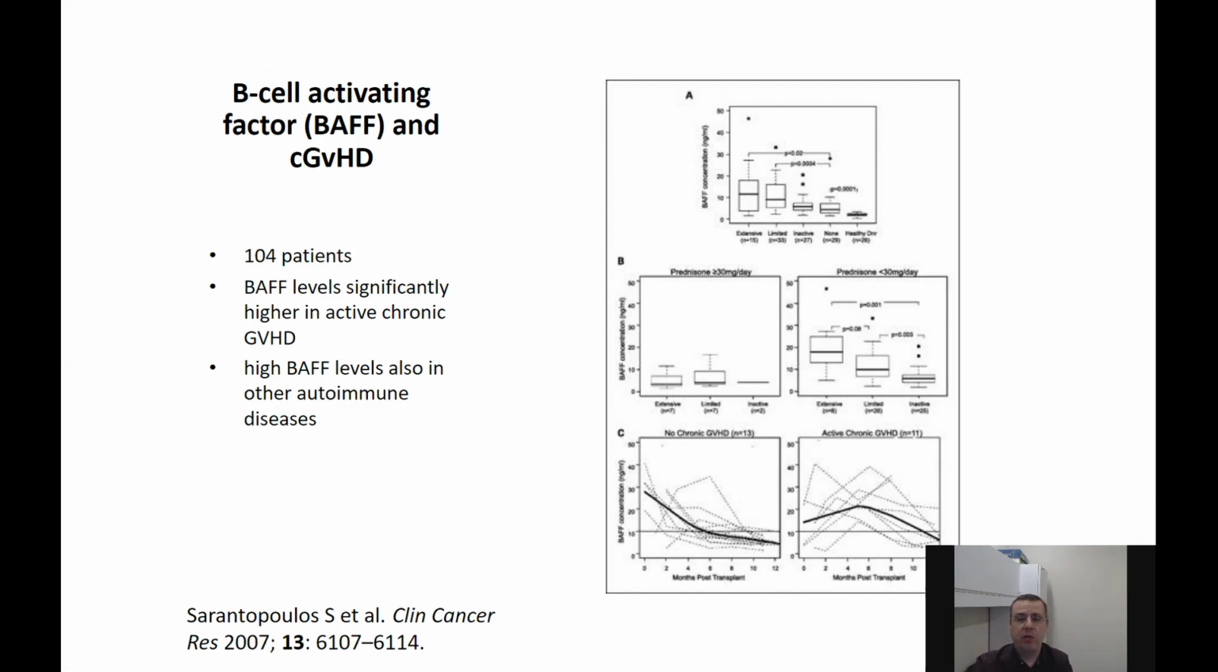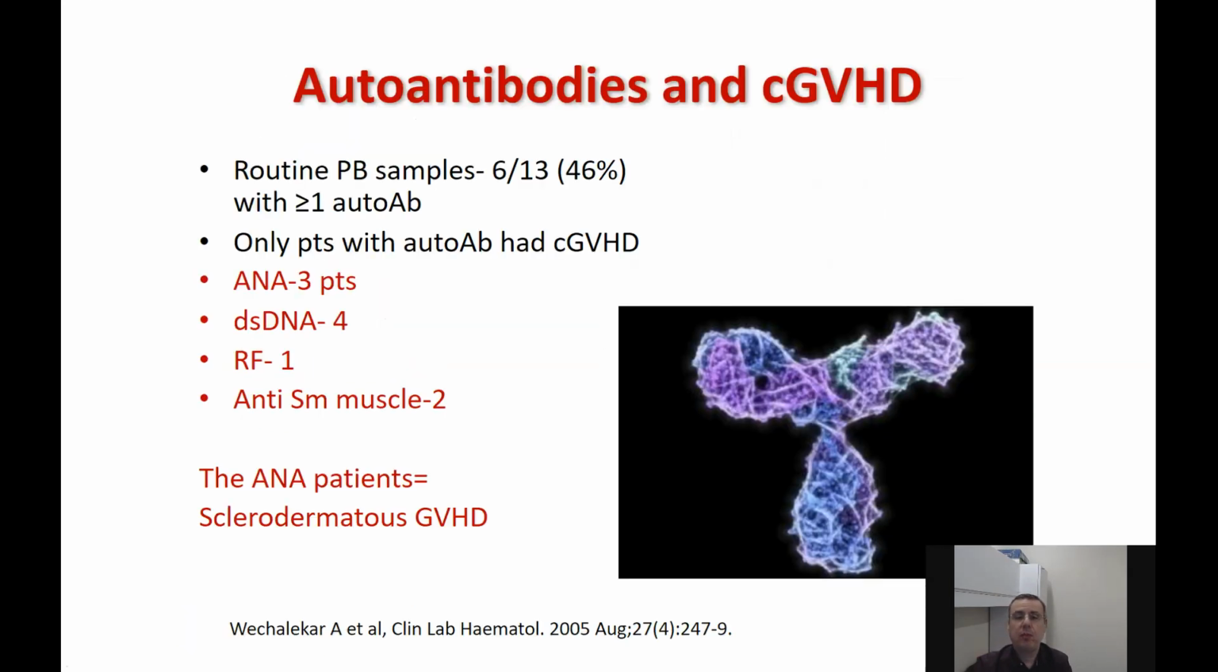Now, we're not going to go deeply into chronic graft-versus-host disease, but these types of biomarkers can also be isolated from the serum, predictive of chronic GVHD as well. So in this study, B-cell activating factor, or BAFF, was investigated in 104 patients. BAFF levels were significantly higher in active chronic graft-versus-host disease patients. And this biomarker also seems to be elevated in other autoimmune diseases as well.